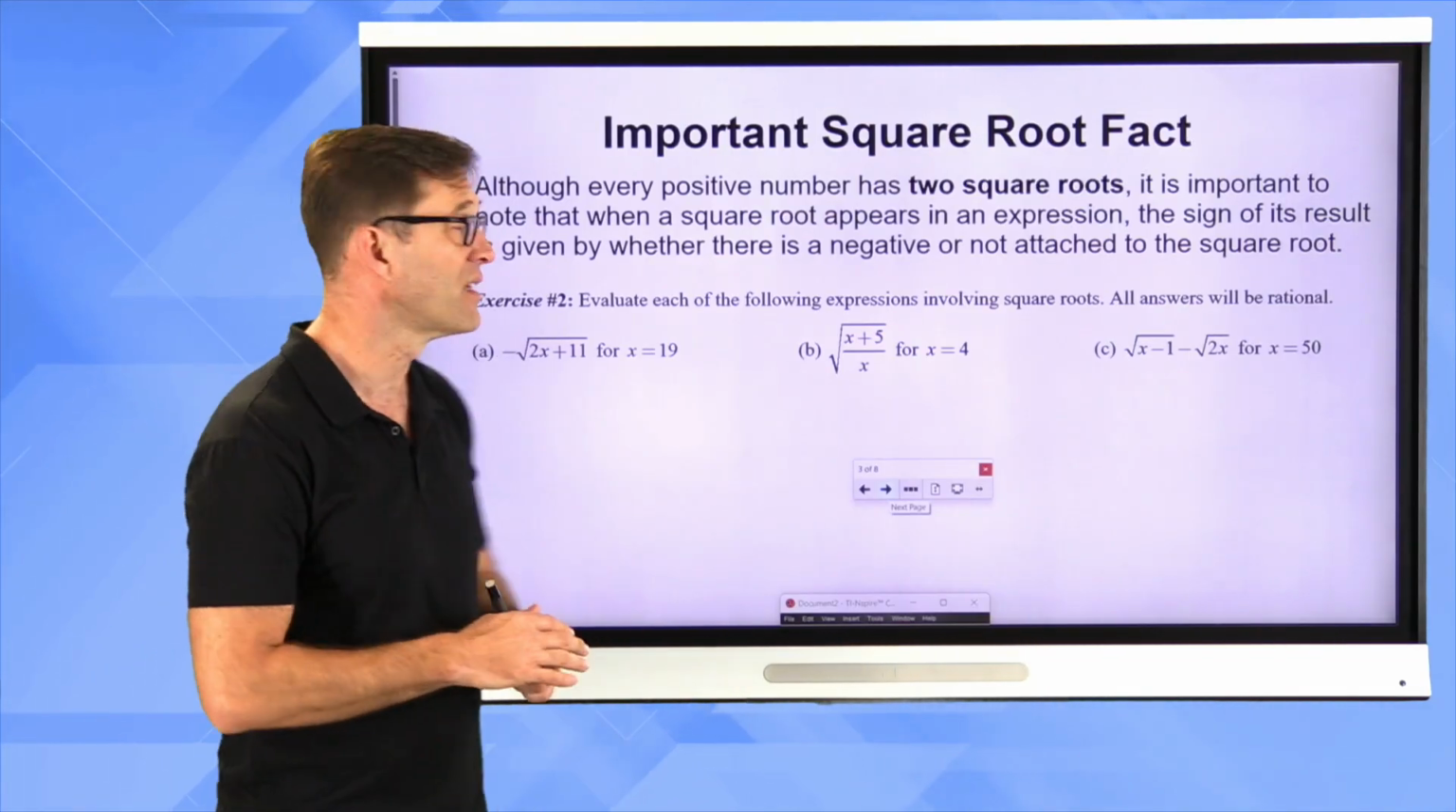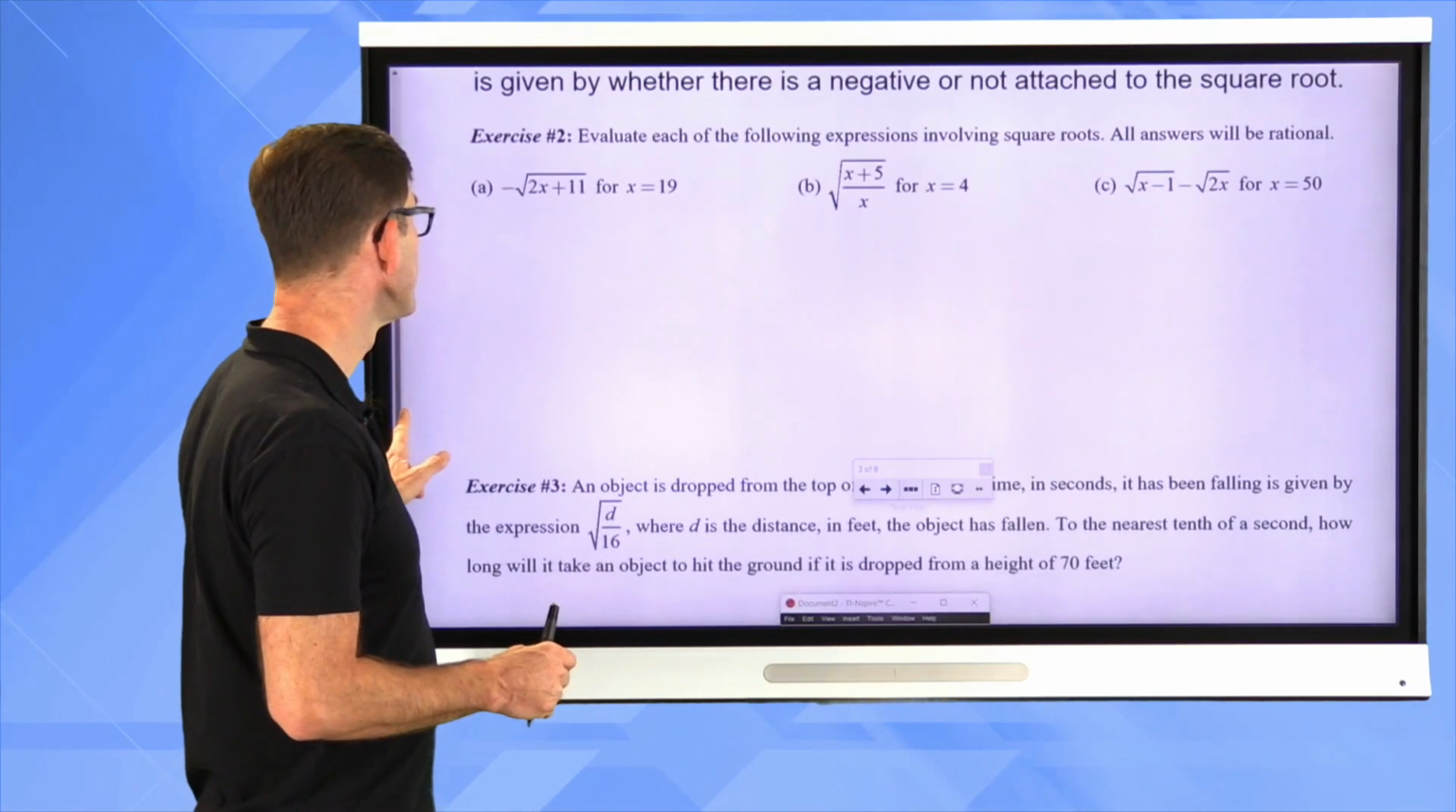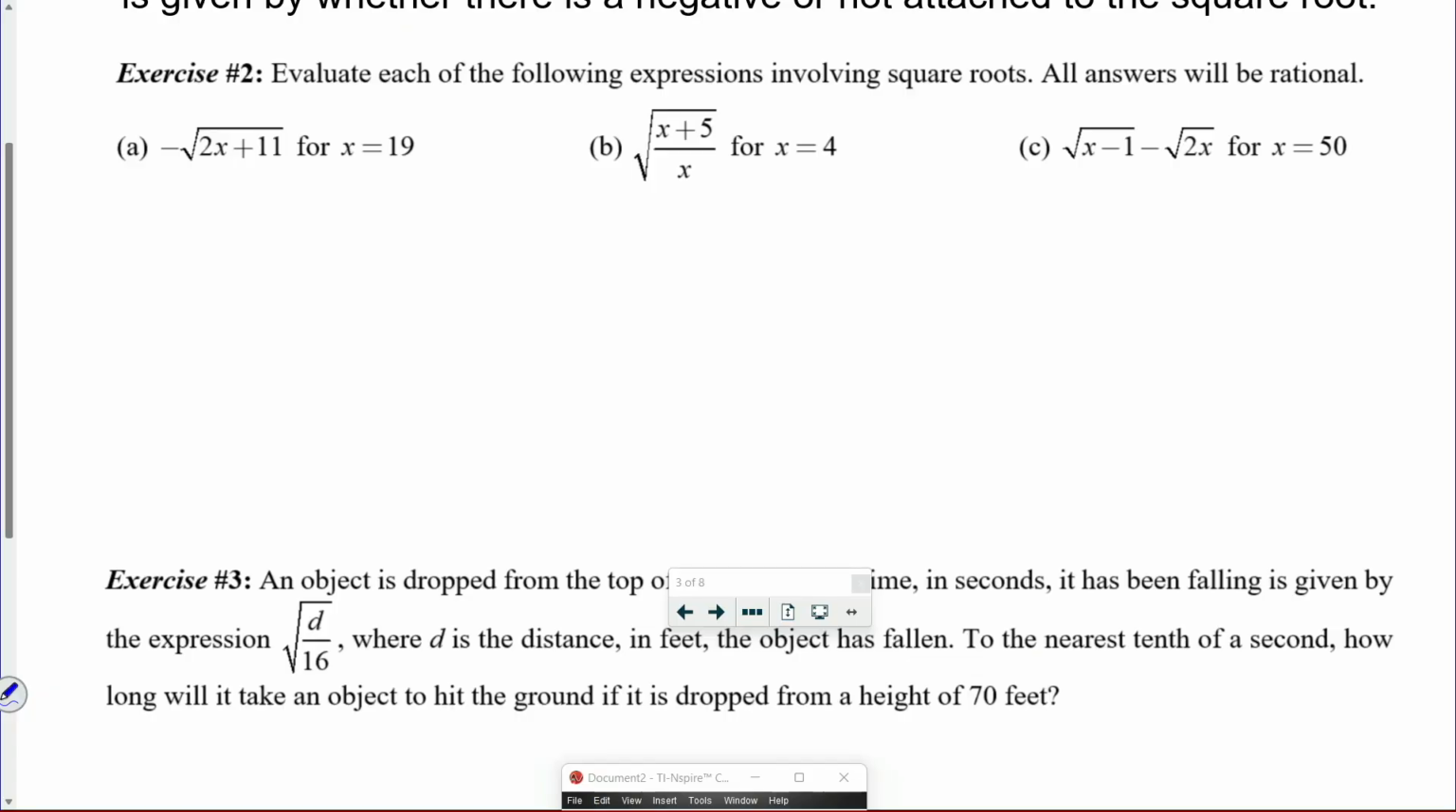Let's take a look at exercise number 2. Evaluate each of the following expressions involving square roots. All answers will be rational, meaning that there won't be any irrational numbers. Well, let's take a look at letter A together. Negative square root of 2x plus 11 for x equals 19.